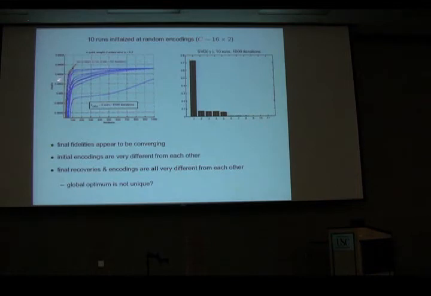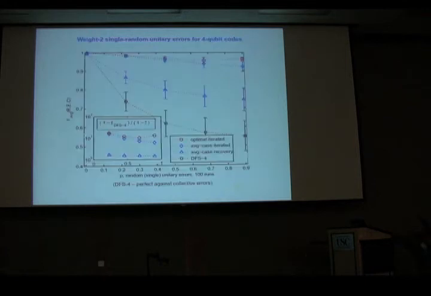Oh, and then I also ran with 10 different initialized encodings with the SDP algorithm, and this took 6 minutes at 100 iterations. So to get out to the end from all these is going to take quite a while. Well, that's about the parameter space.